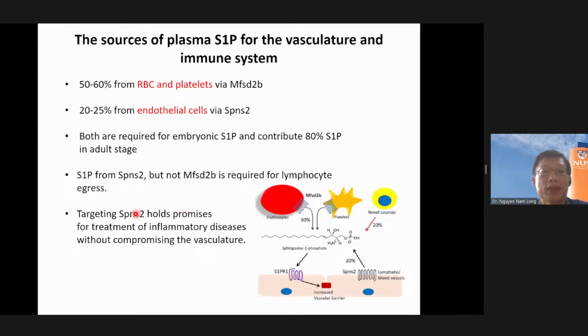And we think that targeting SPNS2 could be used as a drug target for the treatment of inflammatory diseases. We also published a paper showing that the vasculature and cardiovascular function of these knockout mice are quite preserved. So we think that targeting SPNS2 is actually better than targeting the S1P receptor to preserve cardiovascular functions.